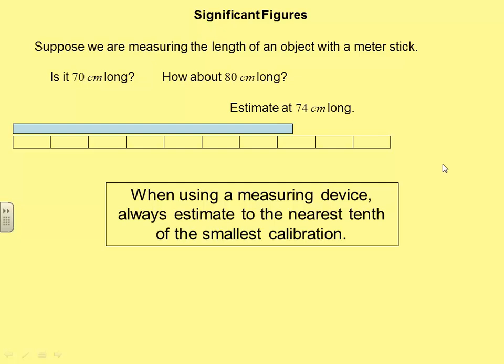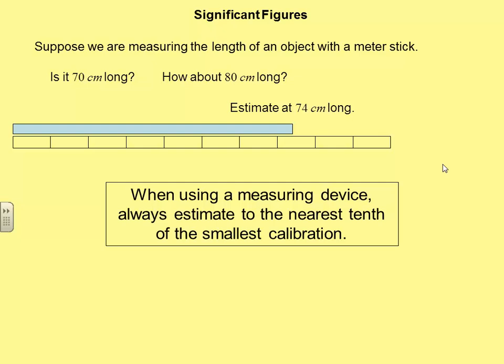And this is a general rule that we're always going to use with our measuring devices in here. Always estimate to the nearest tenth of the smallest calibration. Now, sometimes that'll be more important than others. If we're actually using a meter stick like we used in our circle lab that has millimeters on it, well, tenths of a millimeter are really, really small. That's not going to throw in much error.